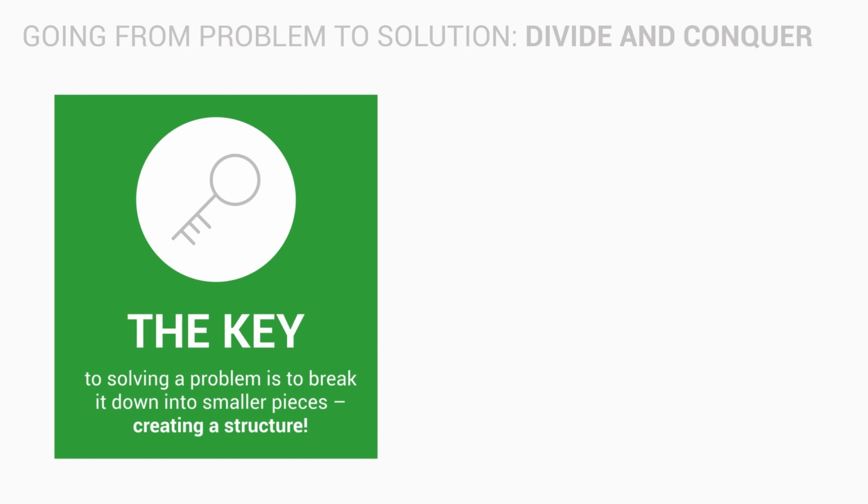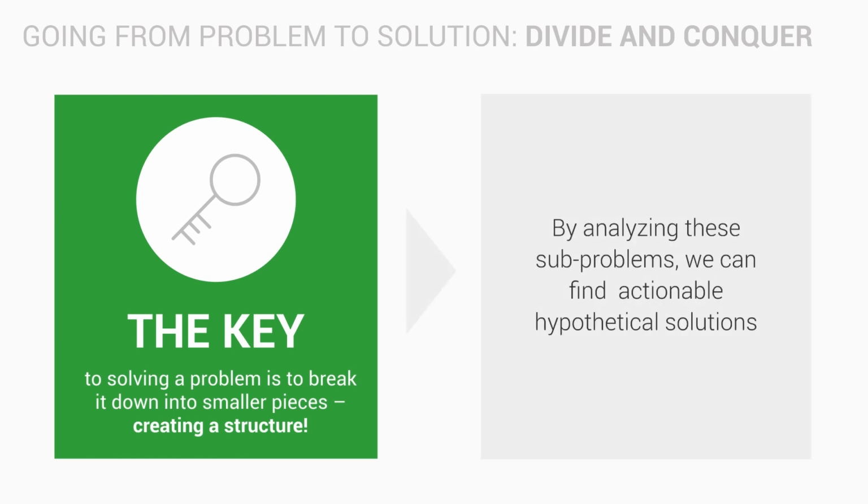The key to solving any complicated problem is to break it down into smaller, simpler subproblems to create an easy-to-follow roadmap to the solution. This is the structure. It is almost like a divide-and-conquer approach. By analyzing these smaller subproblems, we can find an actionable hypothetical solution to the overall case problem.